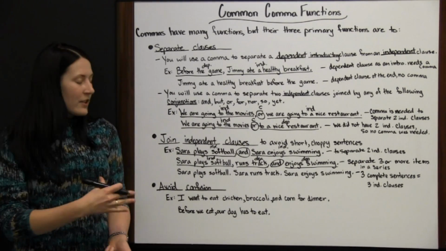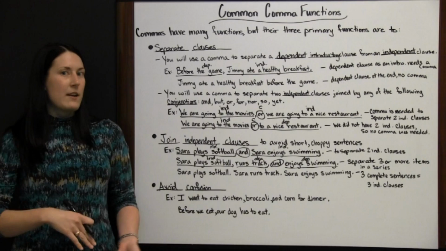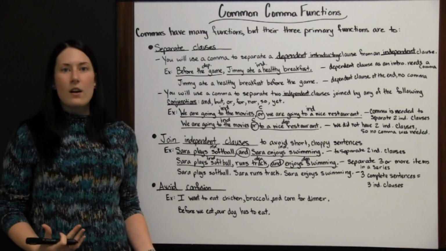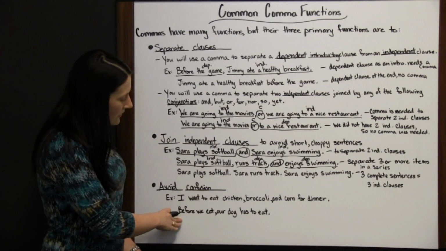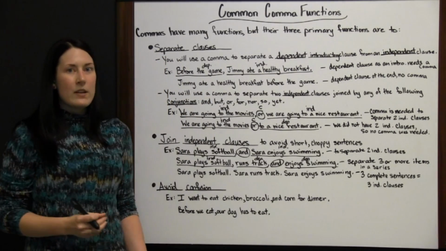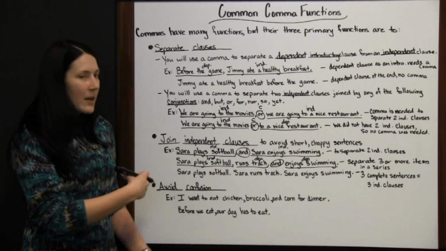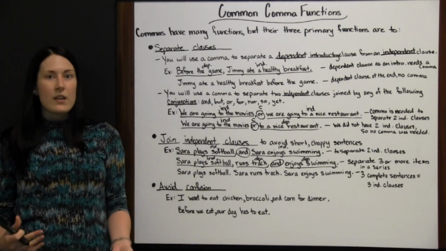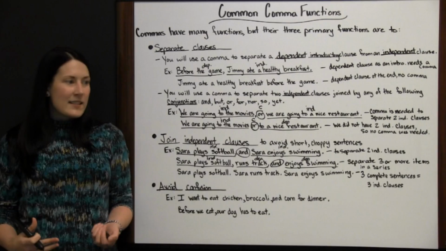And maybe this is so that your dog isn't going to bother you while you eat. If your dog's already eaten, then you can eat happily. So before we eat, our dog has to eat. And this is one of those dependent introductory clauses like we talked about up here. We use a comma to separate clauses, and that can also avoid confusion. So you see how some of these rules tie in together.